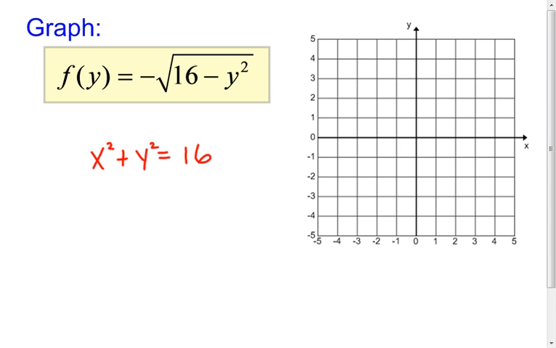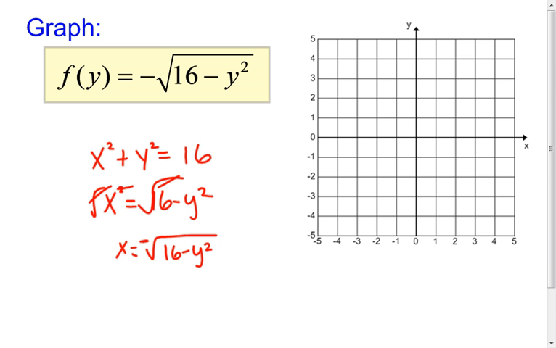Okay? So now I will have x squared equals 16 minus y squared. Square root both sides. And x will be, of course, and this time I'm using the negative root, I'm not using both, the square root of 16 minus y squared. Now, when it was the other way around, if it was f of x, you had the top half of a circle or the bottom half of the circle, depending on whether you had the positive root or the negative root.